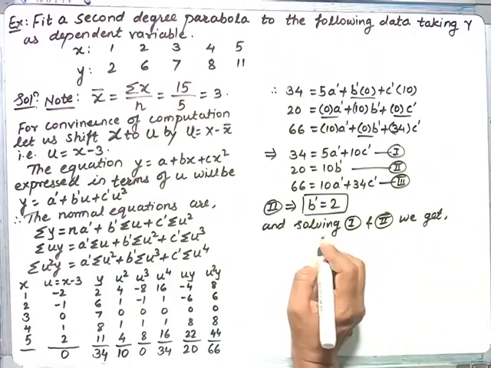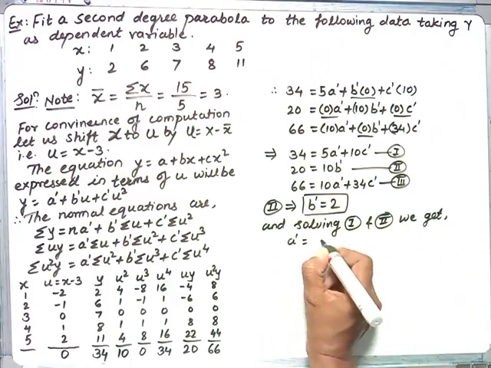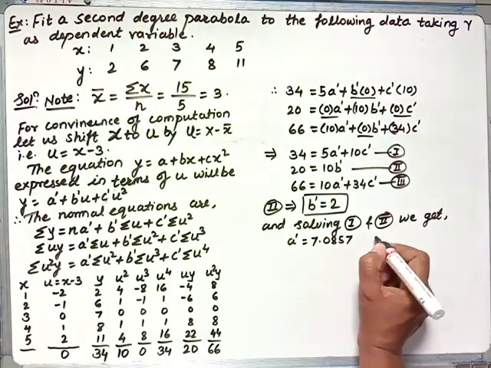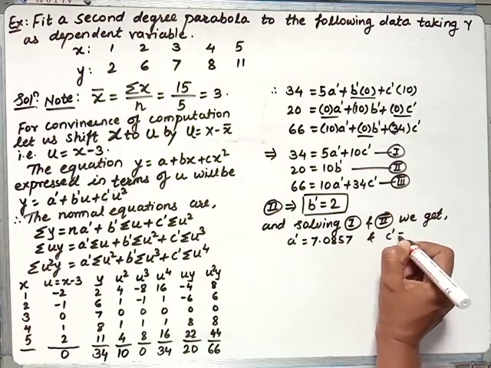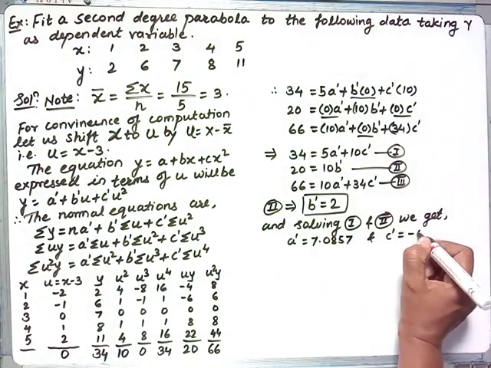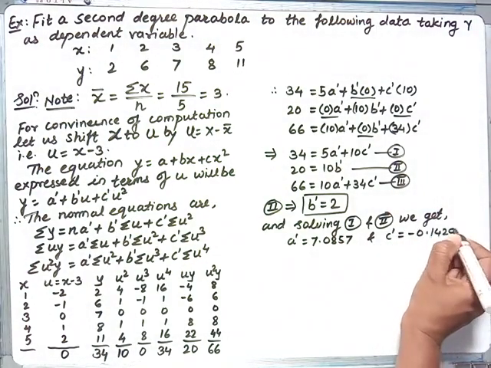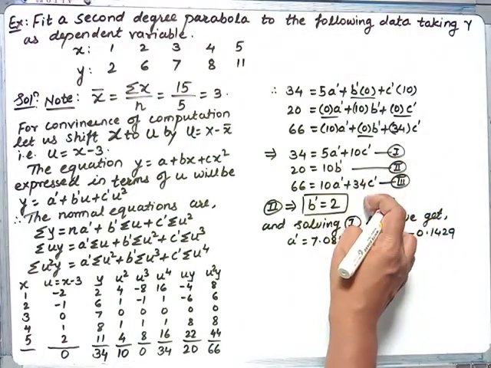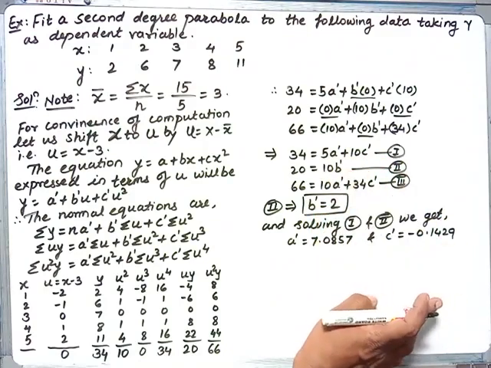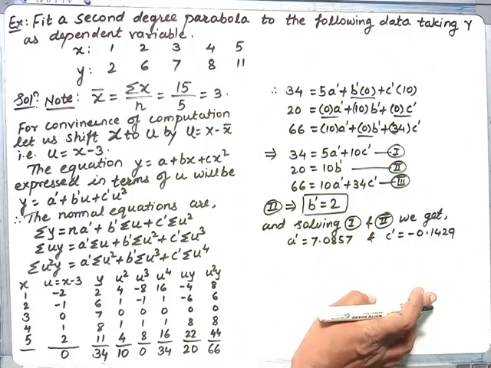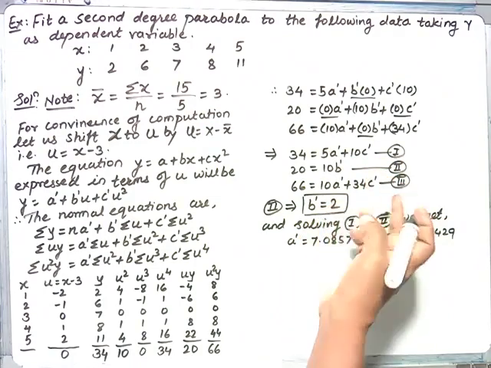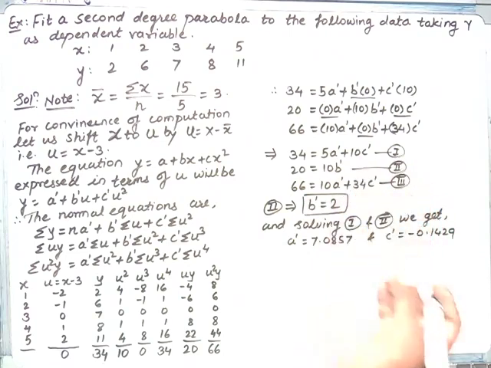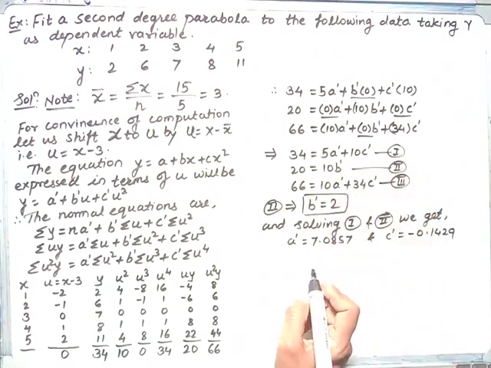By solving them, we get a dash equal to 7.0857 and c dash equal to minus 0.1429. You know how to solve them. Make the coefficient of one of them equal, then either add or subtract as required, eliminate one of them, get the value of the other, put that obtained value in one of them and get the value of the remaining one. Fine.